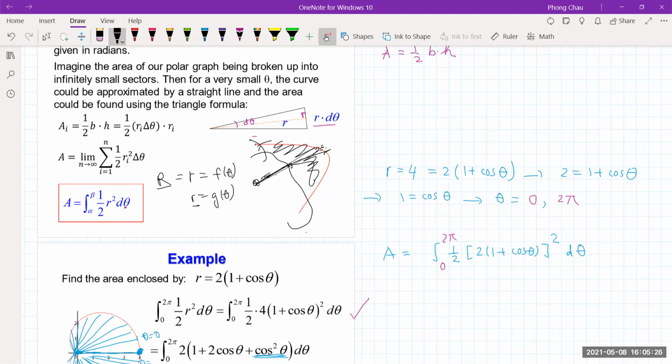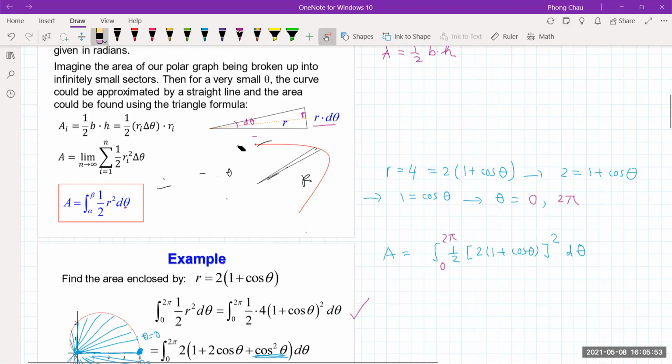So technically it's f squared minus g squared, but we're going to use capital R squared minus lowercase r squared. It's the longer one, subtract the shorter, right? So take that distance, we subtract. This is capital R, and that's lowercase r. We subtract, and you get this area right here. Okay, so that leads to the formula that you've seen in this slide over here.